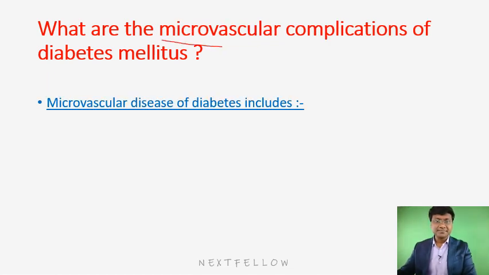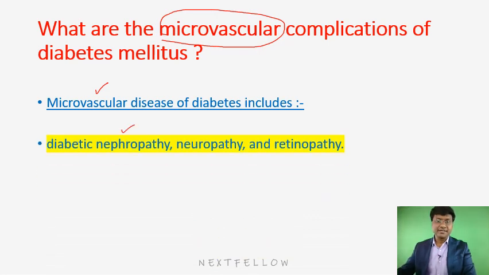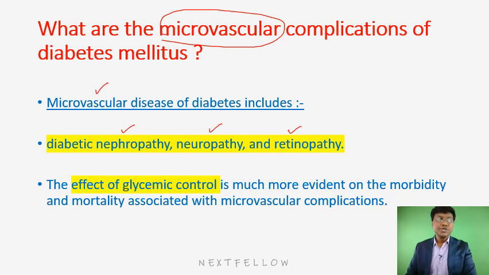Then what are the microvascular complications? The microvascular complications of diabetes are, number one, diabetic nephropathy, diabetic neuropathy, and diabetic retinopathy. Now you have to remember that the development of these microvascular or macrovascular complications completely depends upon the effect of glycemic control, right? If the glycemic control of the individual is good, then micro or macrovascular complications can be stopped. So glycemic control is very important in diabetes mellitus.